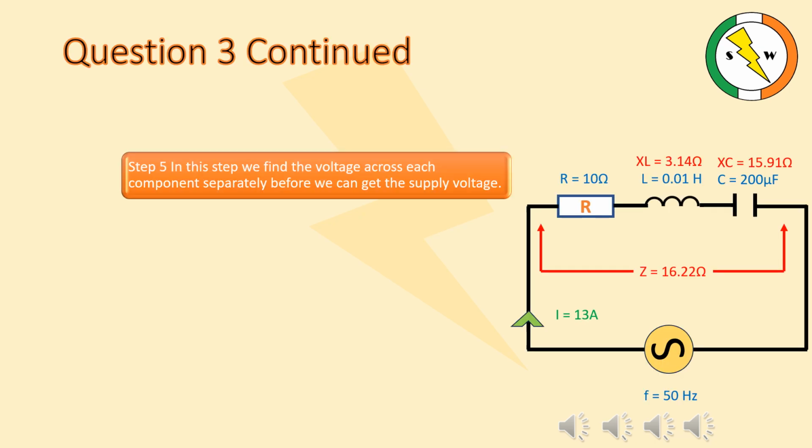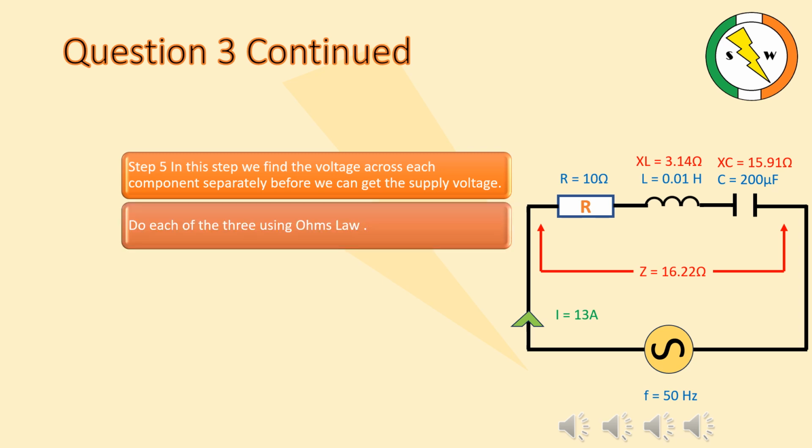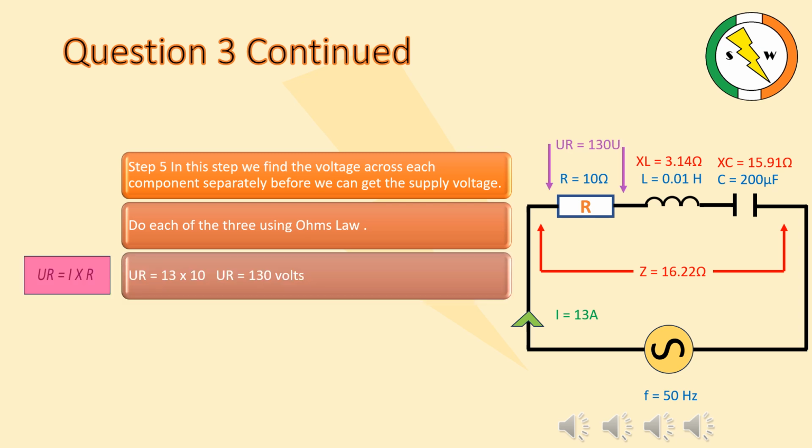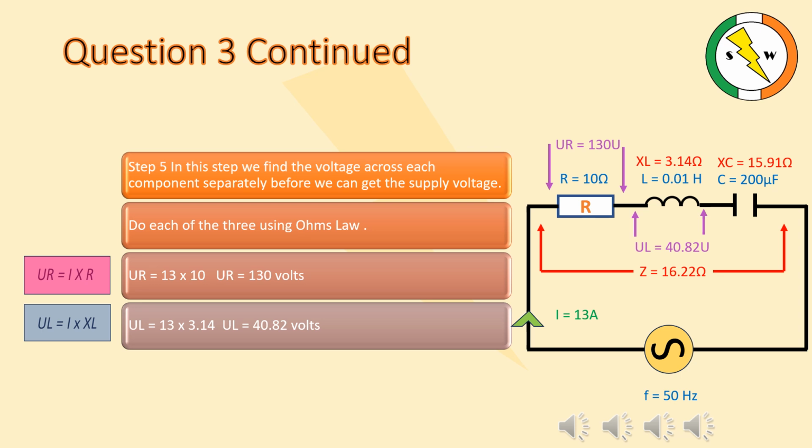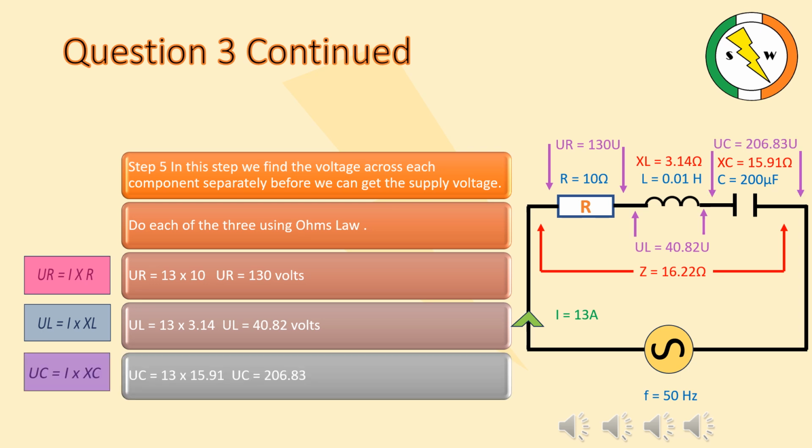Step 5. In this step, we find the voltage across each component separately before we can get the supply voltage. Do each of the 3 out using Ohm's law. UR is equal to 13 times 10. UR equals 130 volts. UL is equal to 13 times 3.14. UL equals 40.82 volts. UC is equal to 13 times 15.91. UC equals 206.83 volts.